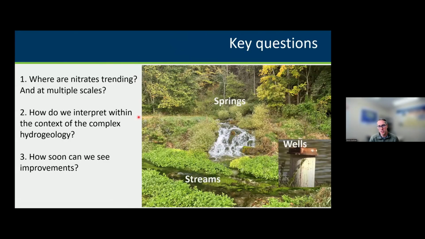But there are a lot of questions surrounding that. Number one is just, are the nitrates improving, or are they getting worse, and where is that happening? Not just in drinking water wells, but also across the entire groundwater system, including springs and streams. It's one thing to do the trend. It's another thing, how do we actually interpret that data, especially within the context of the complex hydrogeology that we have here in the Southeast? And then ultimately, all these questions revolve around, how soon can we see improvements, which is something I think we're all very interested in, wondering how long that may take.